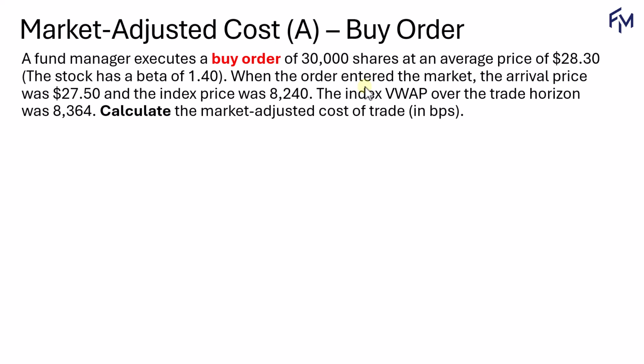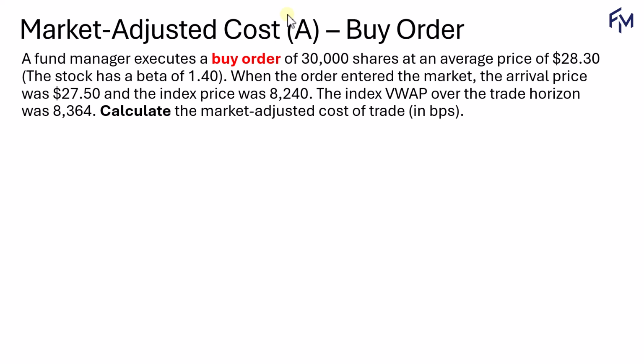In this video, we'll look at the calculation of the market adjusted cost, where we would adjust the arrival cost by isolating or removing the effect of the general market movement on the arrival cost. So we have a fund manager who executes a buy order of 30,000 shares at an average price of $28.30, and the stock has a beta of 1.4.